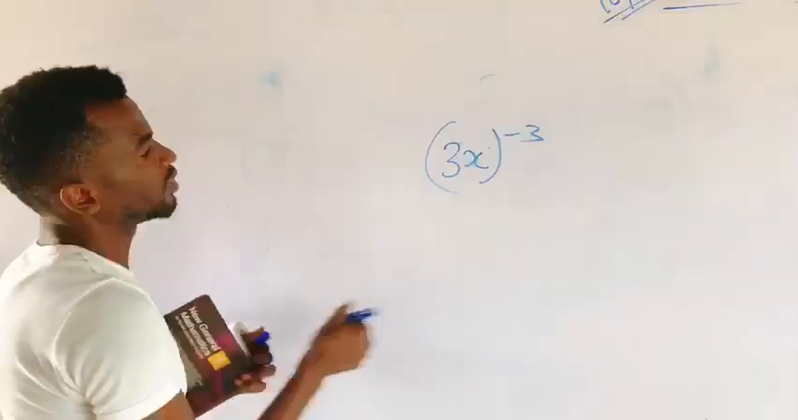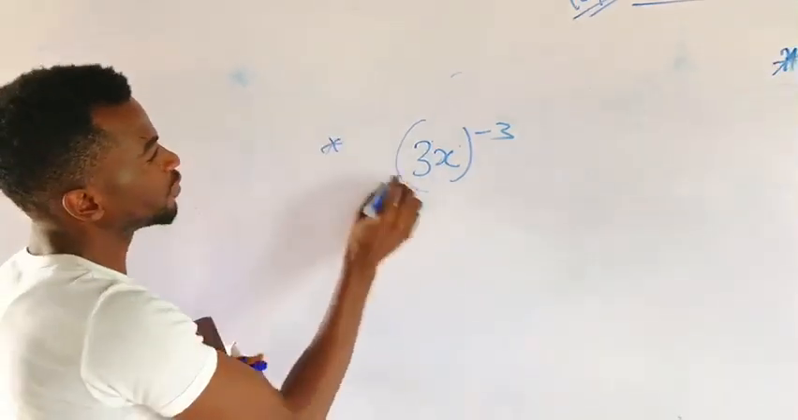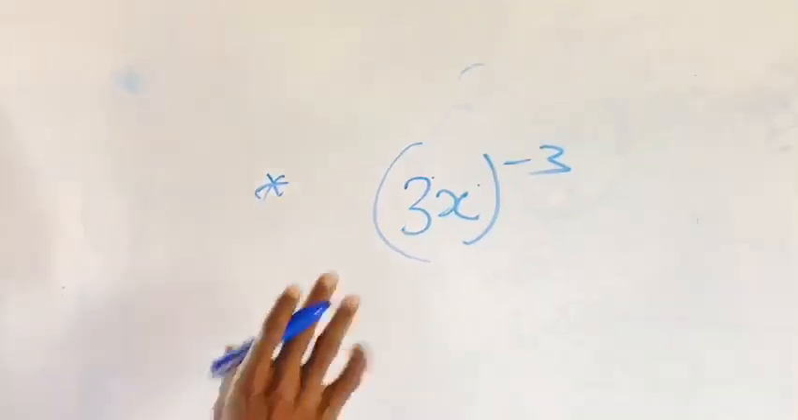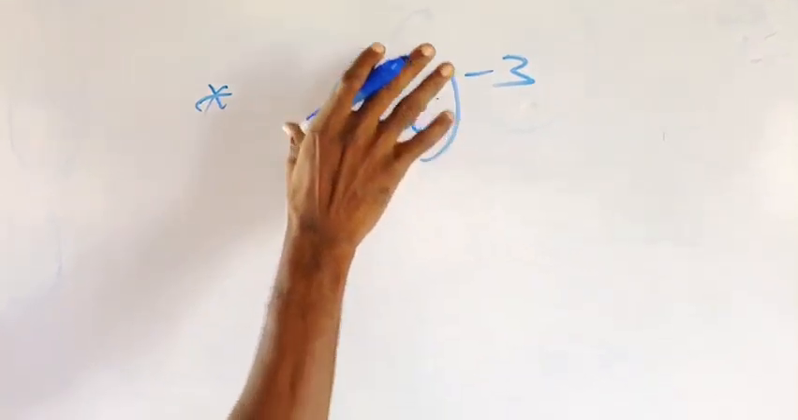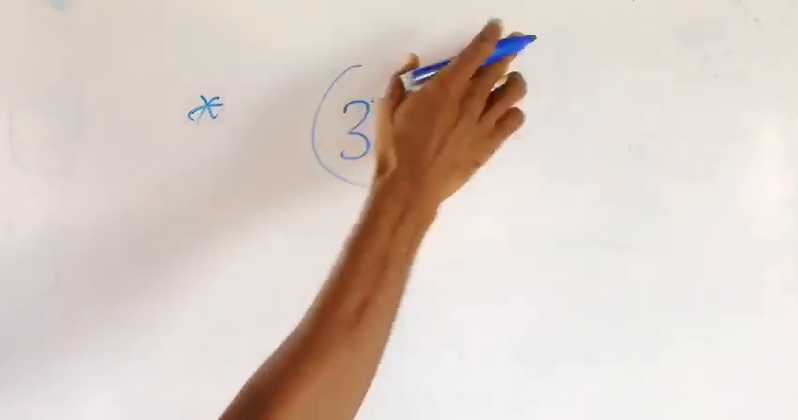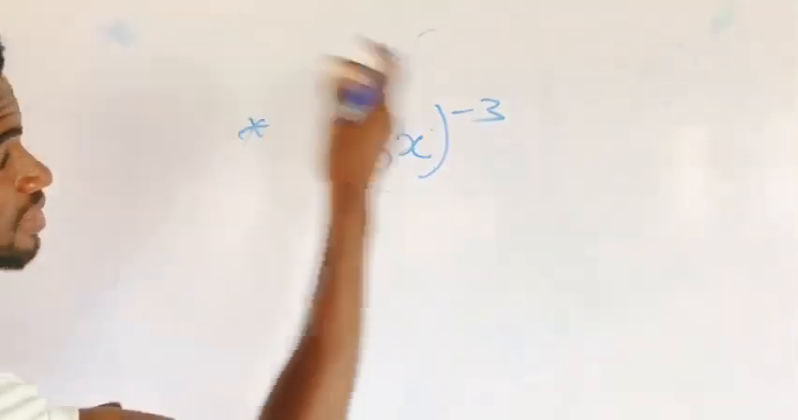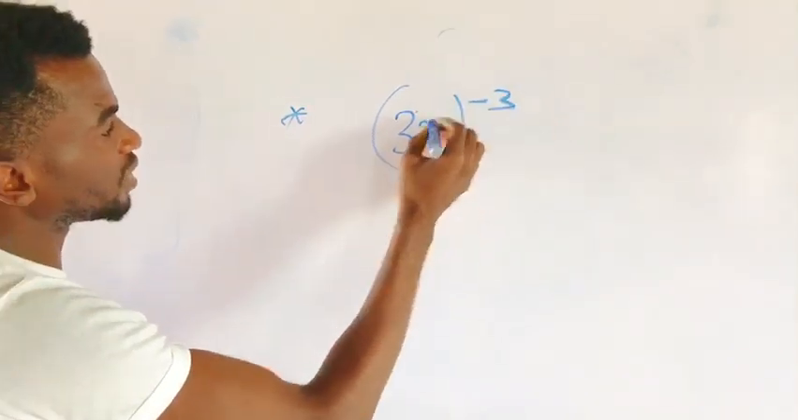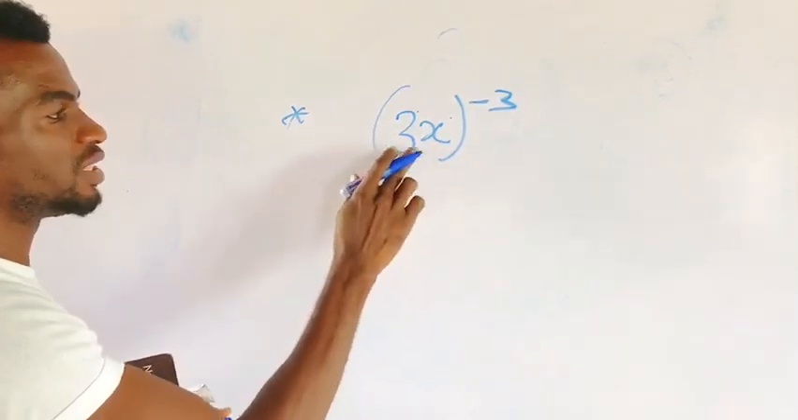You understand? Alright, this is our next example. It says we should solve 3x raised to the power of minus 3. Now, whenever you see something in the bracket and it is raised to the power of another number, it means that this minus 3 is for everything inside the bracket, both the 3 and the x.